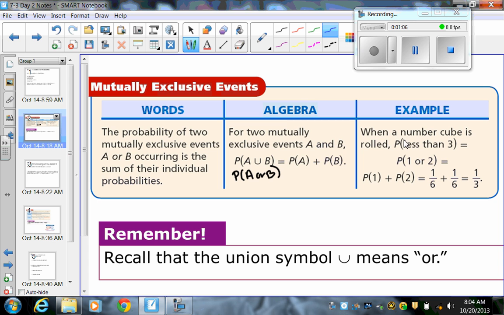So if I'm rolling a number cube, the probability that a number is less than 3 is the same thing as saying the probability of a 1 or a 2. The probability of a 1 is 1 out of 6. The probability of a 2 is 1 out of 6. So when you add these together, 1 out of 6 plus 1 out of 6 is 2 out of 6. And 2 out of 6 reduces to 1/3.